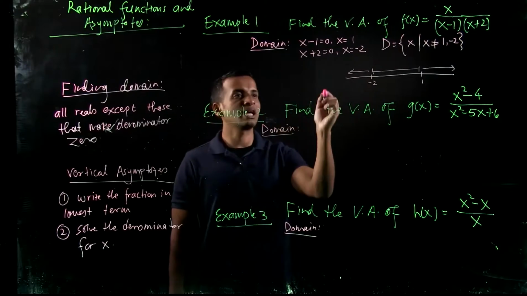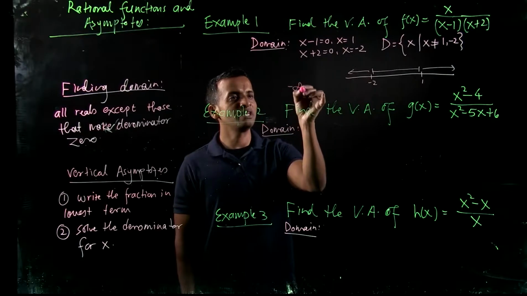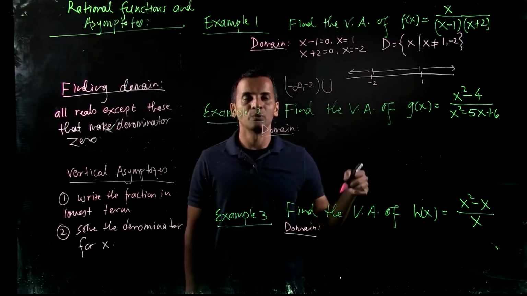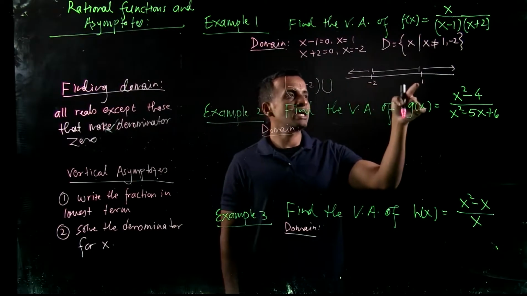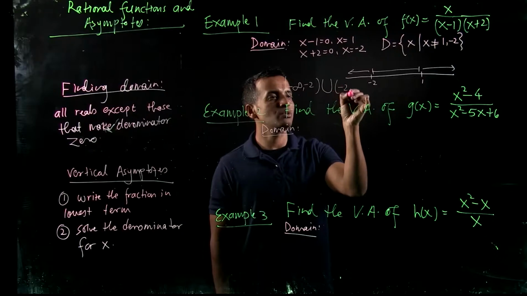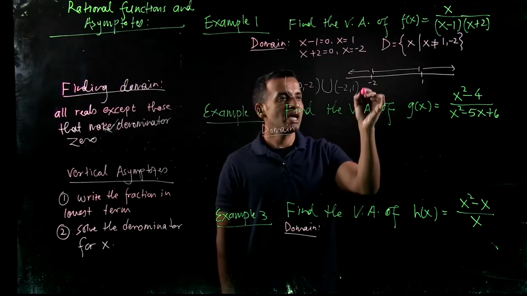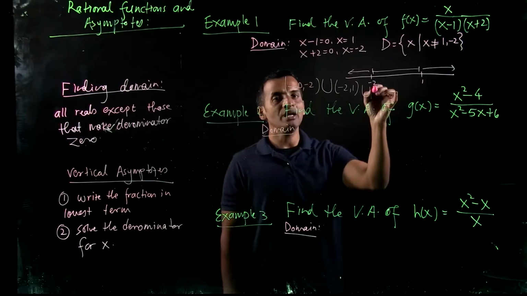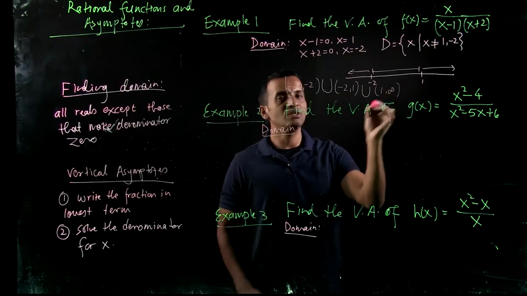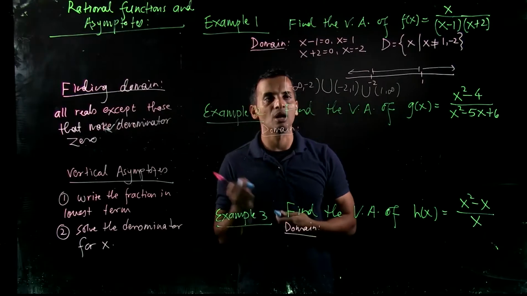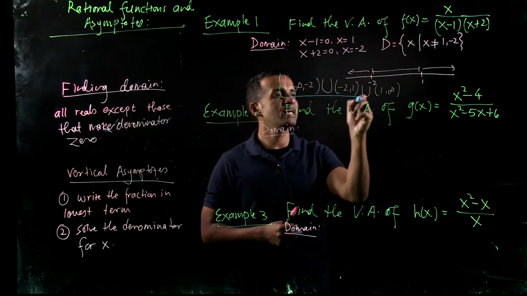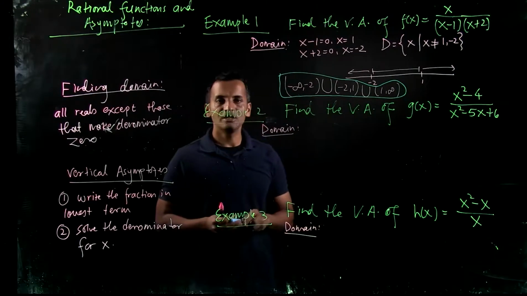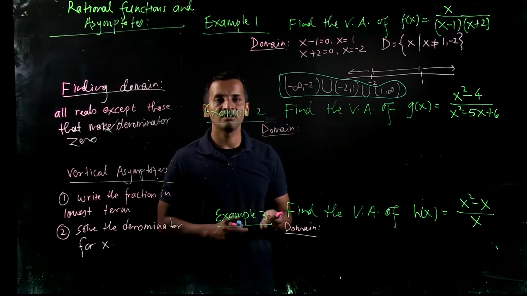Exactly. Everything left of negative 2 will be negative infinity to negative 2, U means combined with, and everything between negative 2 and 1, that is negative 2 and then 1, right? And then write U, and everything right of 1 will be 1 through infinity. So that is the domain for this problem. Okay, so the domain is this part. All right, so this is how we find the domain of a rational function.